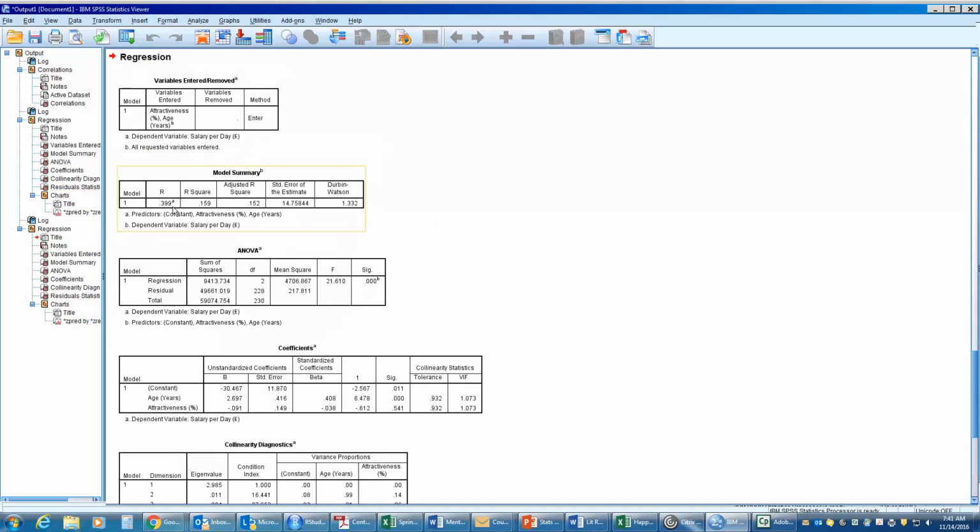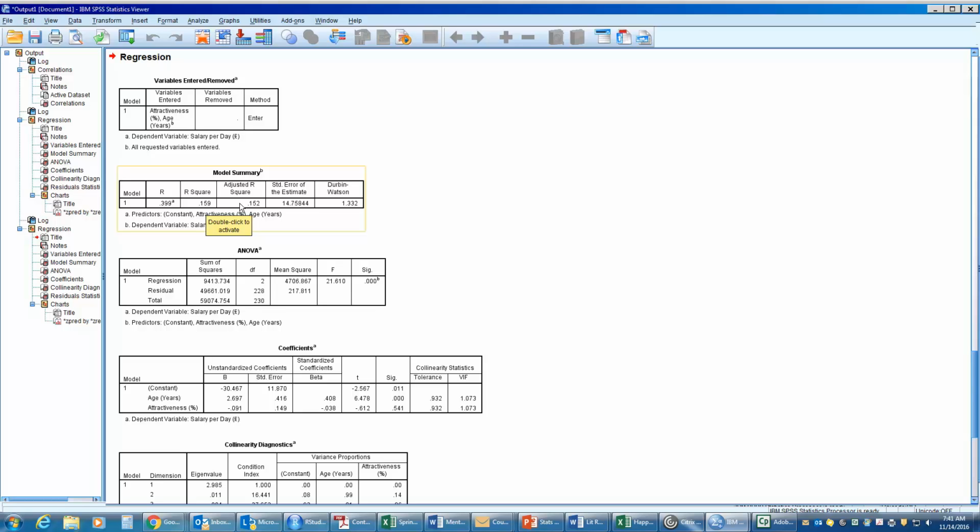And now we can see that the R has actually dropped a little bit. Our R square has also dropped a little bit, from 18 and a little bit to about 15 and a little bit. So about 15% of the variance is accounted for by this model. The adjusted R square is 0.15.